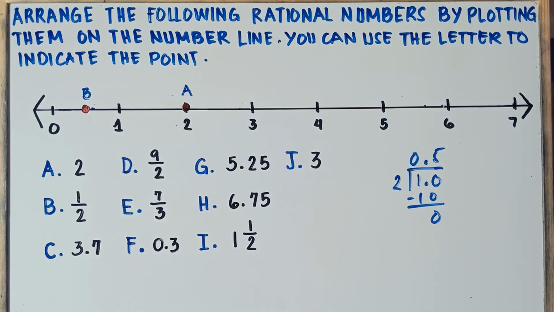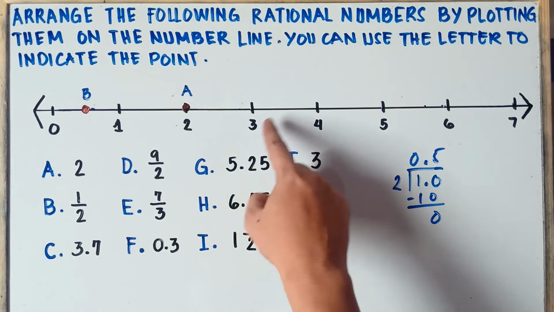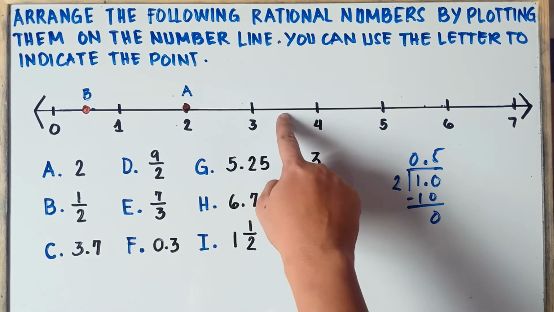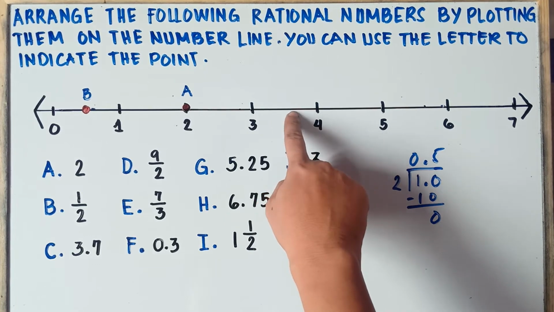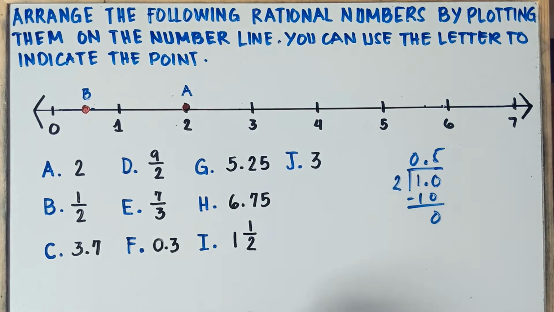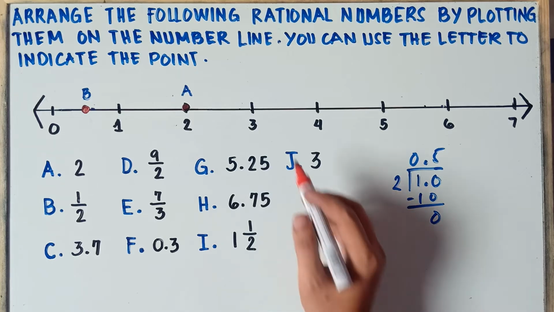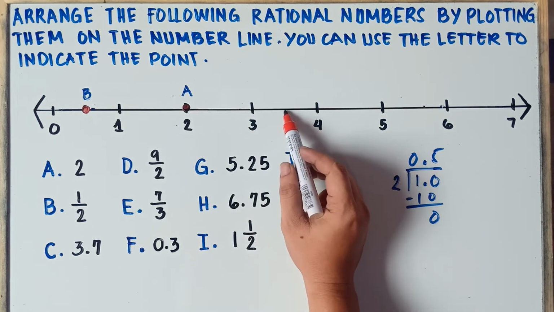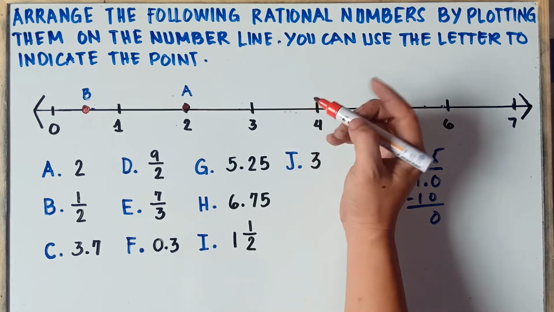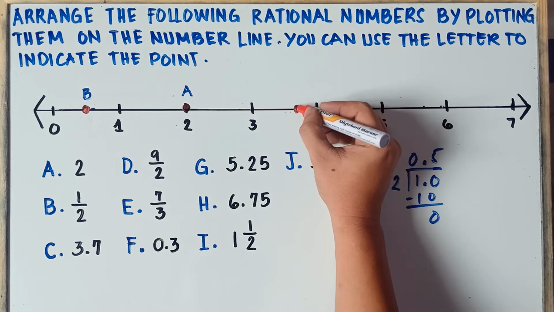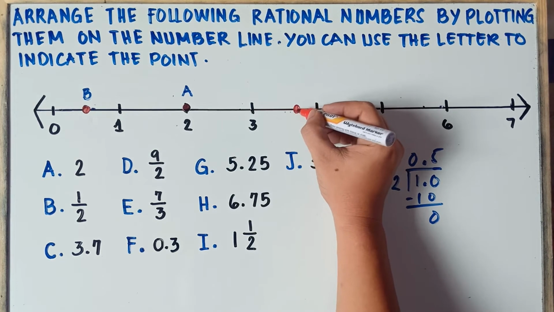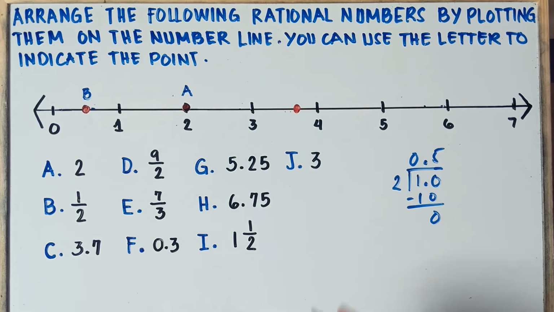Alright, so letter C, 3.7. So where is that, class? If this is 3, half of 3 and 4 would be 3.5. Next will be 3.6, then next will be 3.7. Once again, class, just simply estimate. So if this is 3 and 4, half will be 3.5. Next will be 3.6 and then 3.7. So this point right here, and this will be letter C.